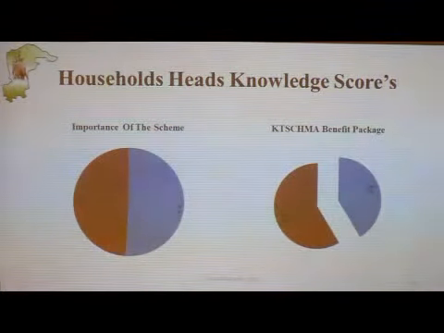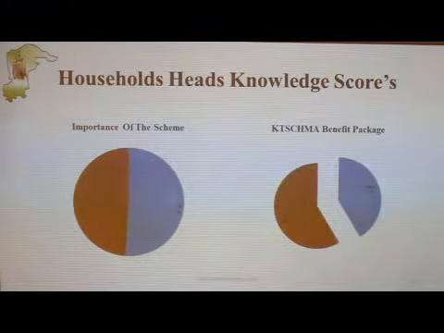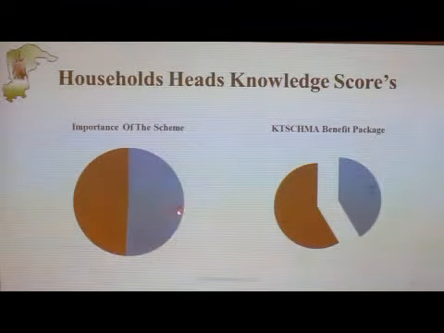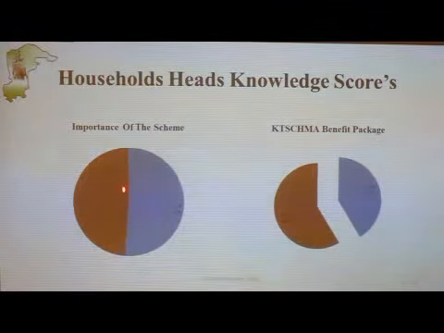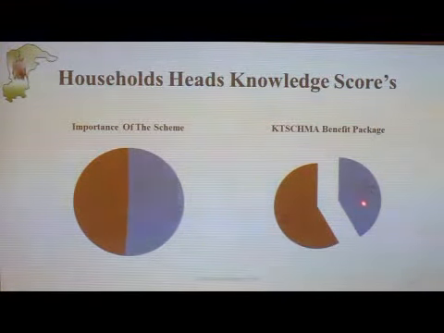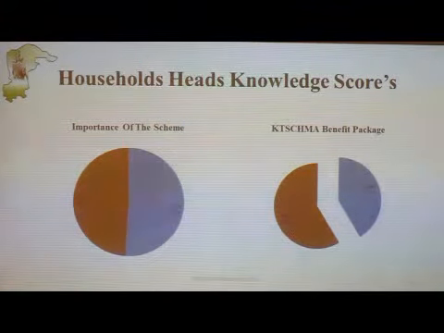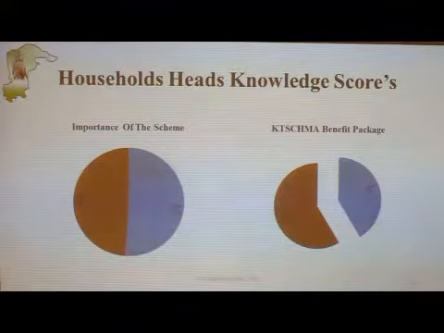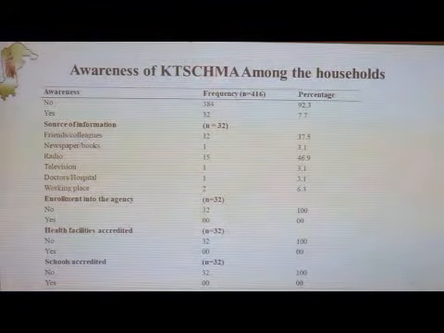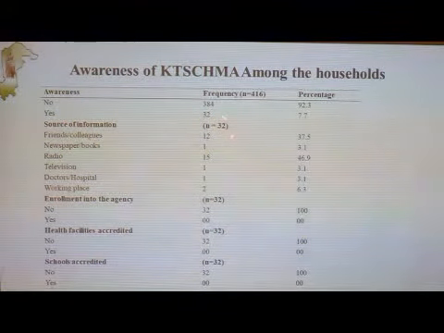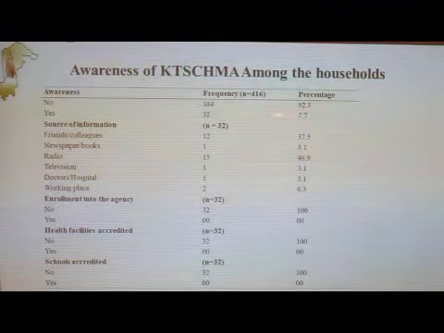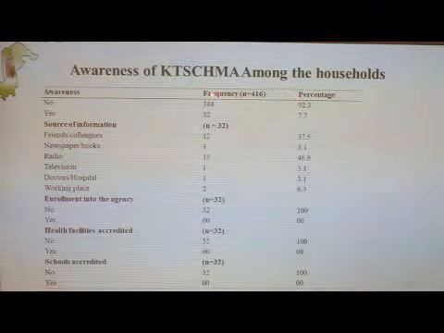These slides show the knowledge of the household head in terms of the scheme, where 51% have good knowledge of the scheme, but in terms of the benefit package, 41% have good knowledge. The majority, which is 59%, have poor knowledge of the contributory scheme benefit package. Awareness of the scheme is very low because it is a new program in the state, with almost 92.3% of the people having no awareness of the scheme.